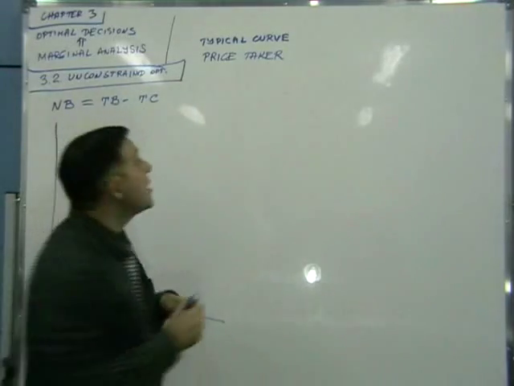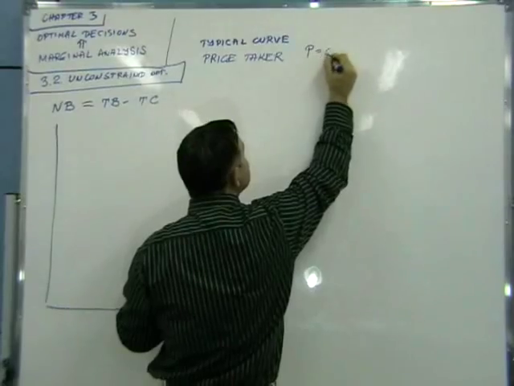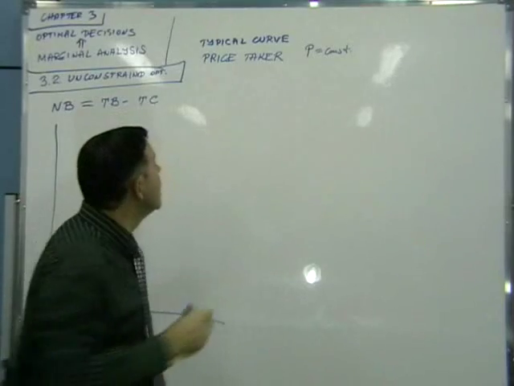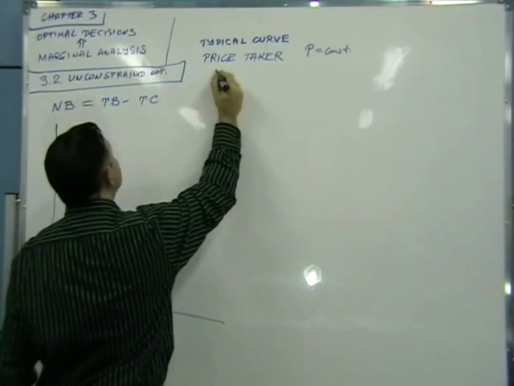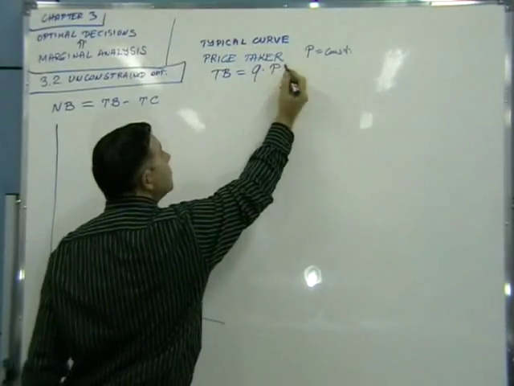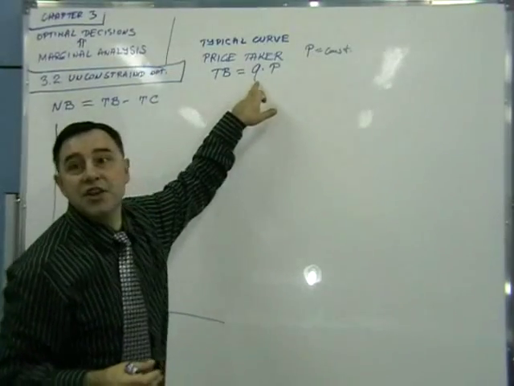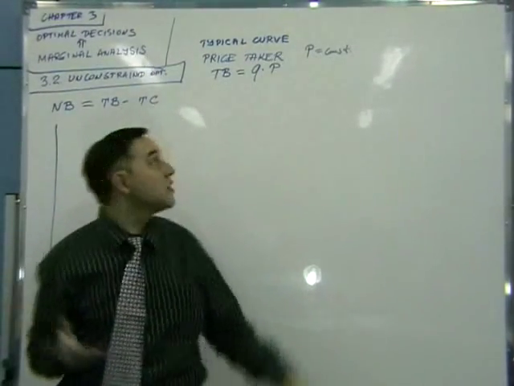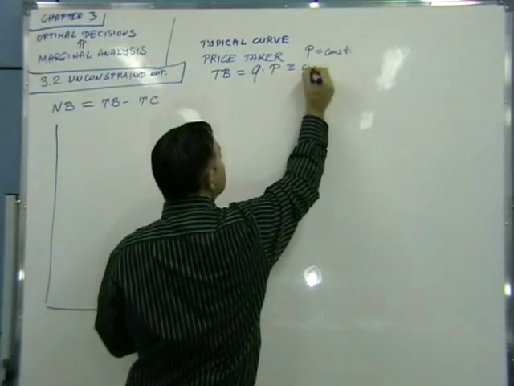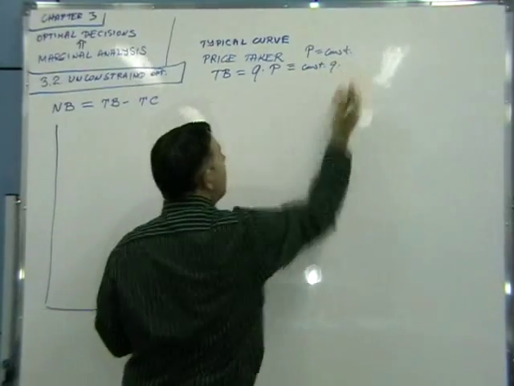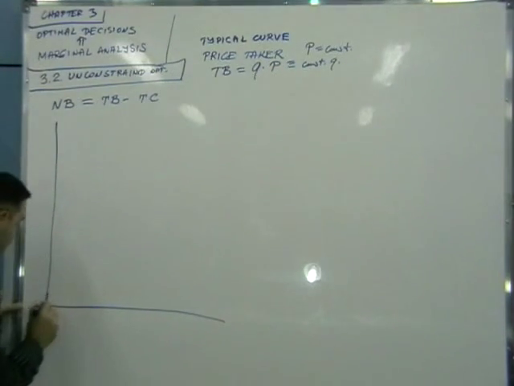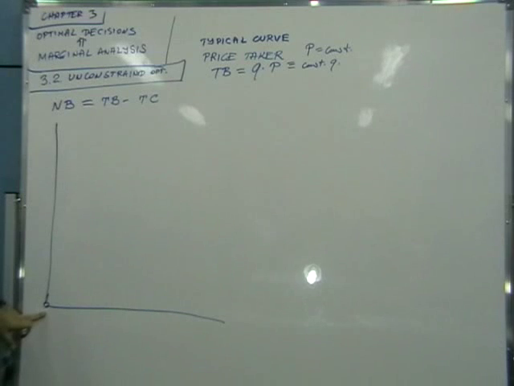So, for a price taker, the price is constant. And if the price is constant, it simply means that total benefit is quantity times price, so it is a linear function of quantity. In other words, price is just a simple constant, equal to constant times quantity. How do we represent it on the chart? Very simple. A straight line through the origin.